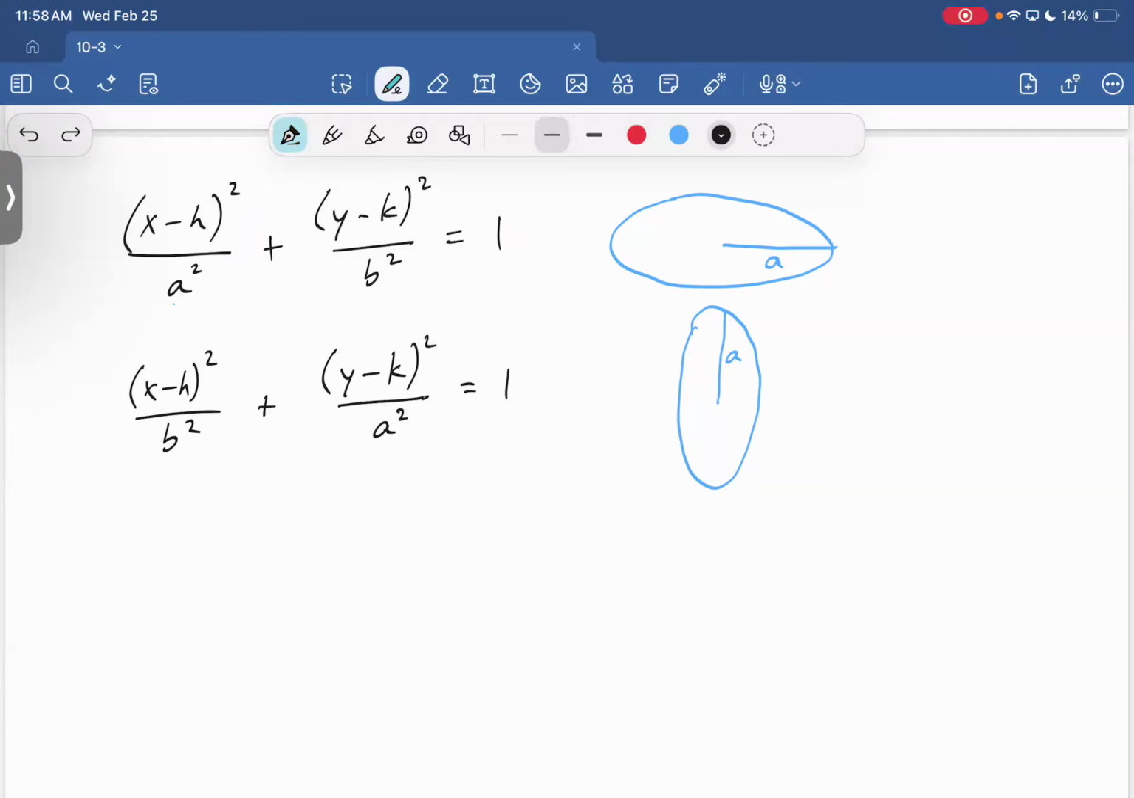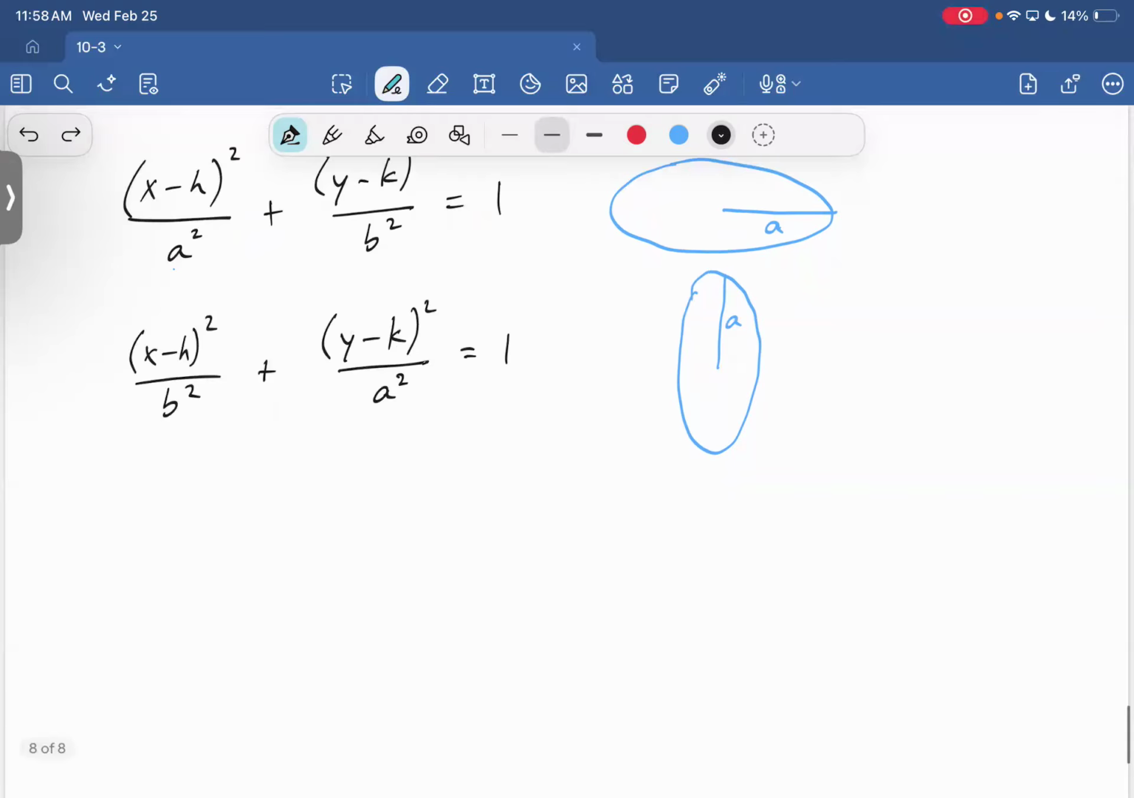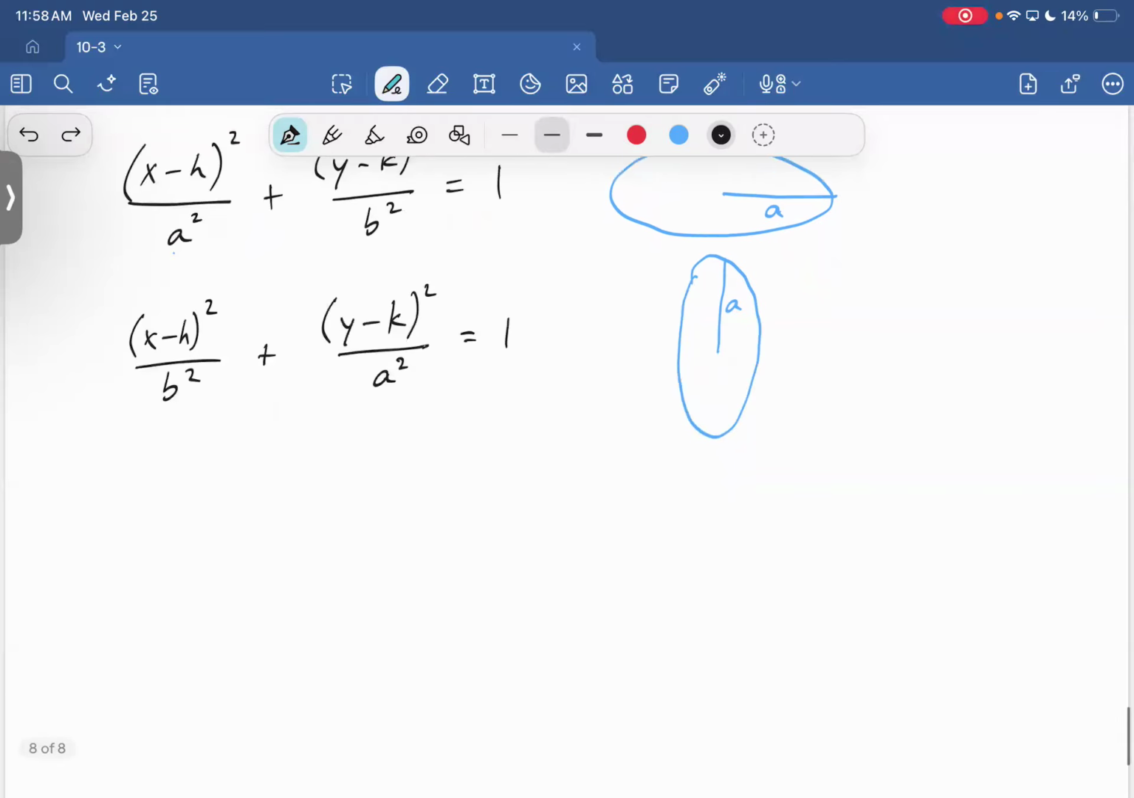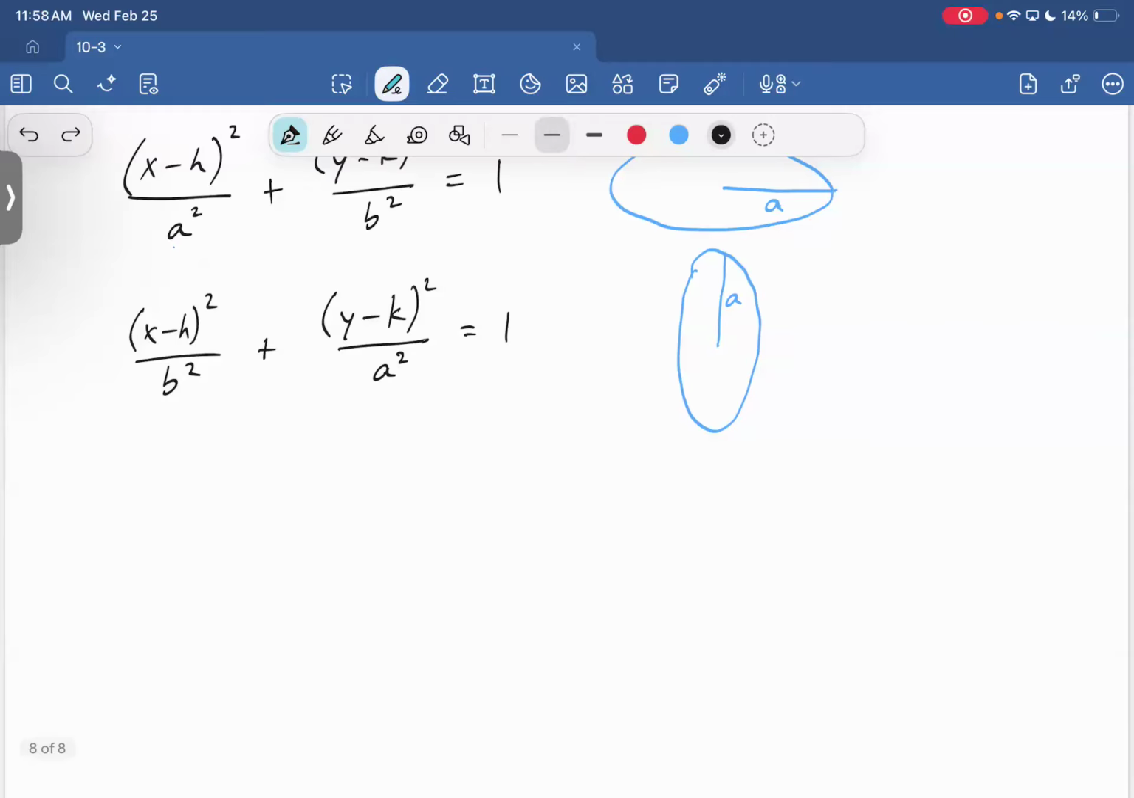Personally, I have an easier way of thinking about this. Instead of using two different equations, I like to think about it not in terms of semi-major or semi-minor, but just in terms of x radius and y radius. What do I mean by this? I personally prefer this formula. Does this make sense?